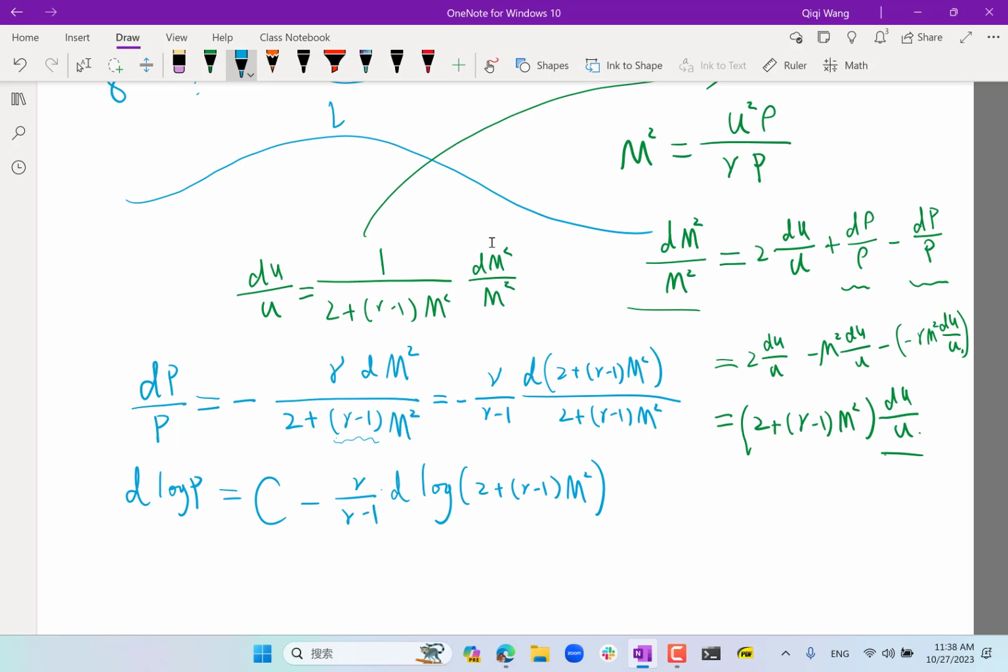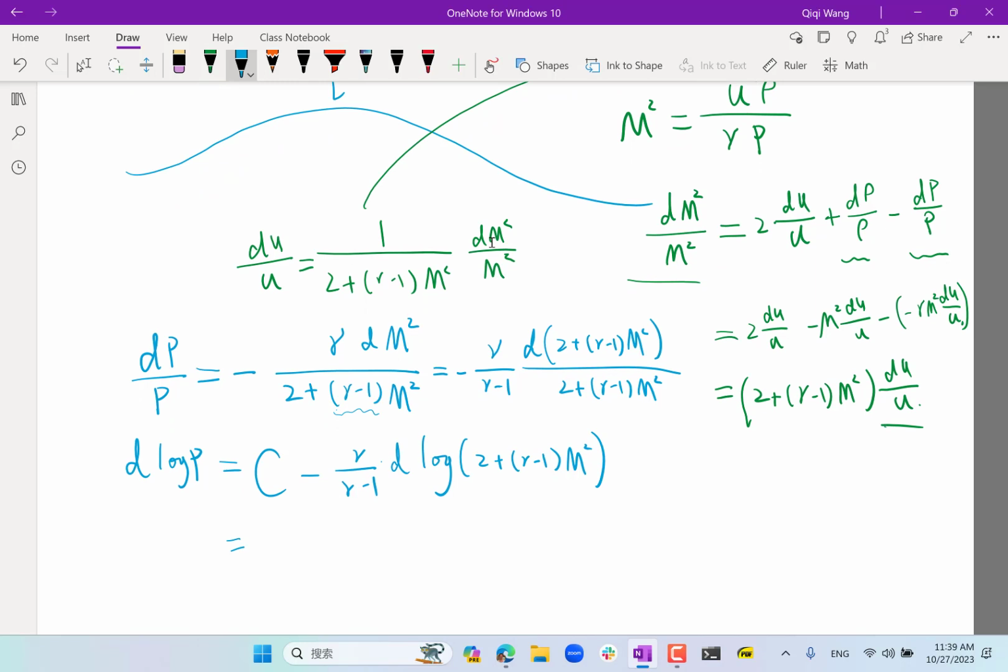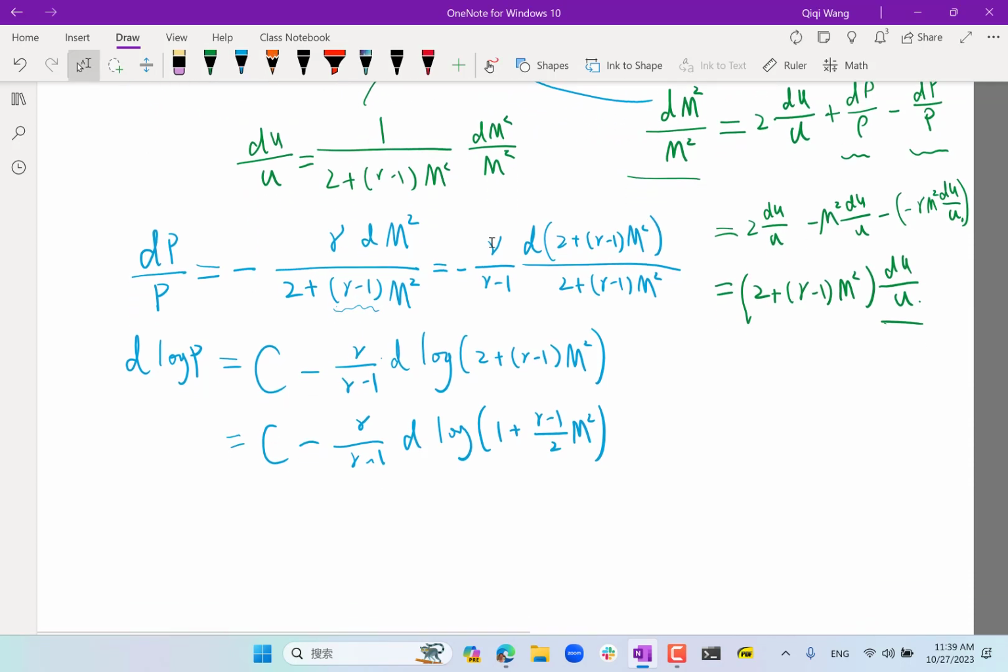All right, good. By the way, this is usually written as 1 plus gamma minus 1 over 2 M squared, because everything is inside the derivative. It's a multiplicative term inside a logarithm, a factor of 2. So it's an additive term outside of the logarithm, which in a derivative just doesn't matter. Okay, agreed. So now on both sides you integrate.